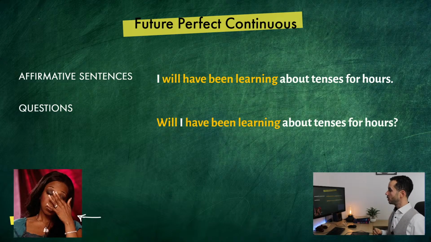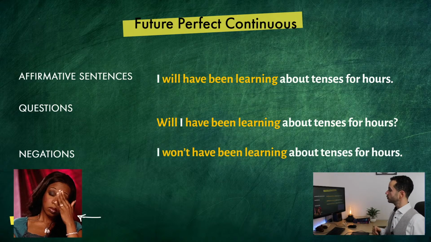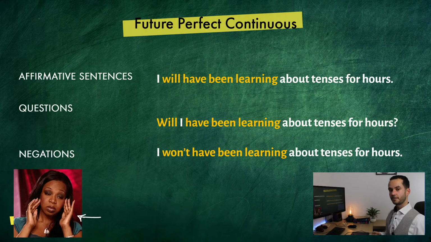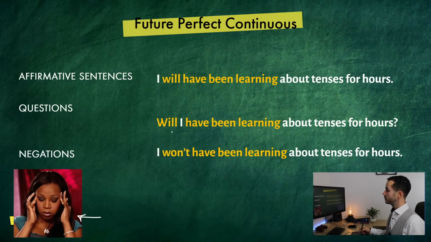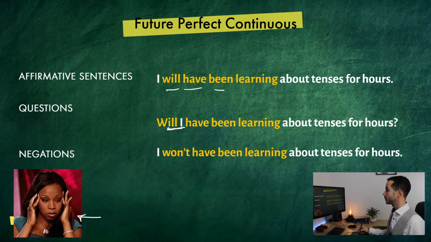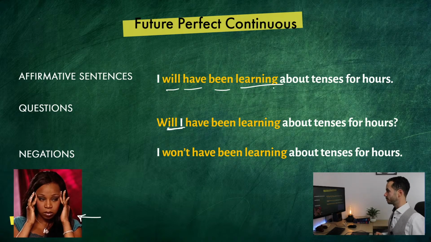Questions. Will I have been learning about the tenses for hours? And negations. I won't have been learning about the tenses for hours. So the same goes here. For the questions we get inversion. We have will plus have plus been plus the present participle. Will have been learning.